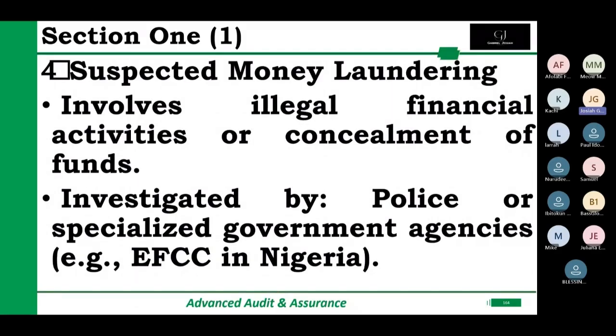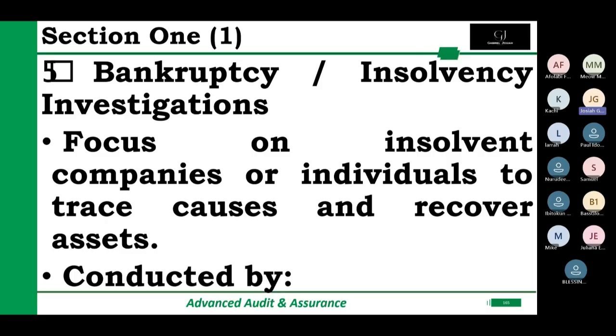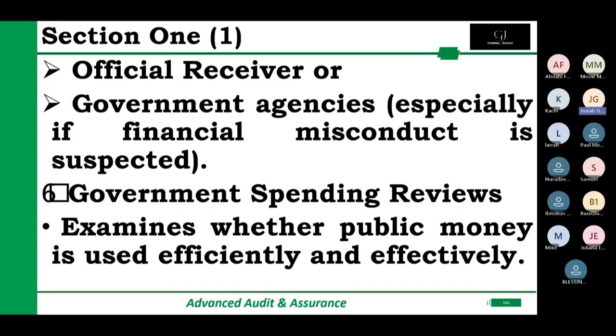Also, suspected money laundering issues, illegal financial activities, terrorist financing, and concealment of funds could warrant investigations, and chartered accountants are mostly at the front line carrying out some of these investigations. They could also be investigated by the police and specialized agencies like the EFCC. EFCC has a lot of chartered accountants as auditors and fraud experts. Also, bankruptcy and insolvency investigations, which focus on insolvent companies or individuals to trace causes and recover assets, are conducted by official receivers and government agencies. Mostly, you see chartered accountants in this space helping to dig out financial misconduct where suspected.